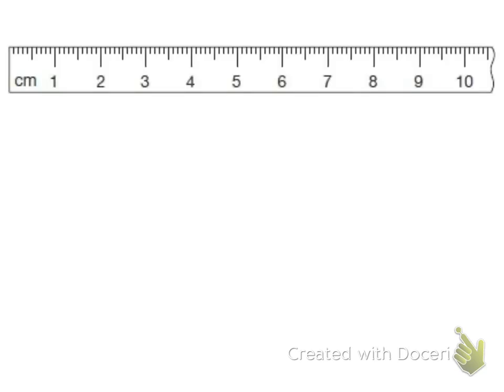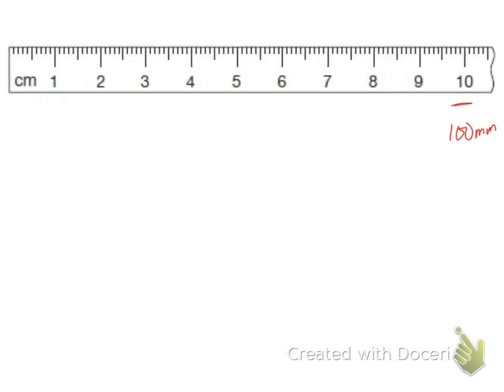So this is just a part of a centimeter ruler. We are only going to 10 centimeters. Okay. So we know that 10 centimeters is the same as 100 millimeters, because there's 10 millimeters in 1 centimeter.